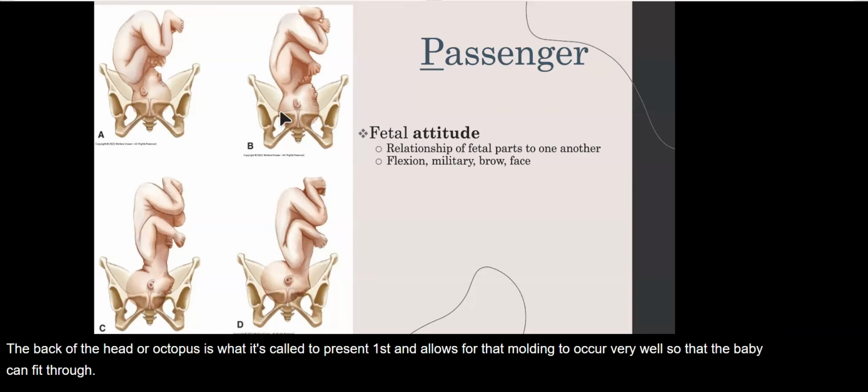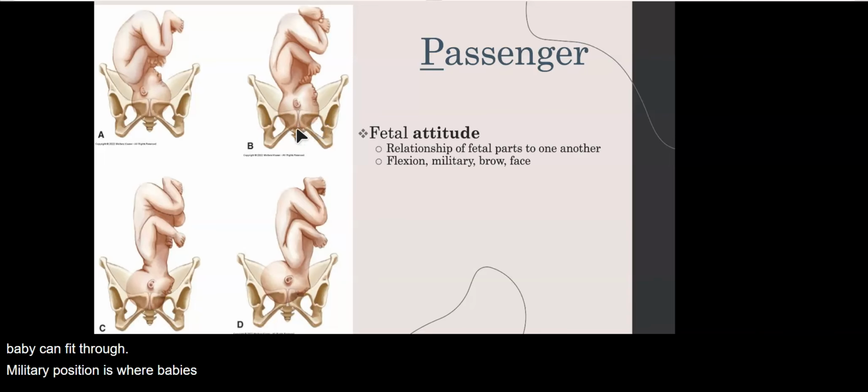Military position is where baby's top of their head is presenting first. That will mold, but not as well as the occiput or the back of the fetal head.